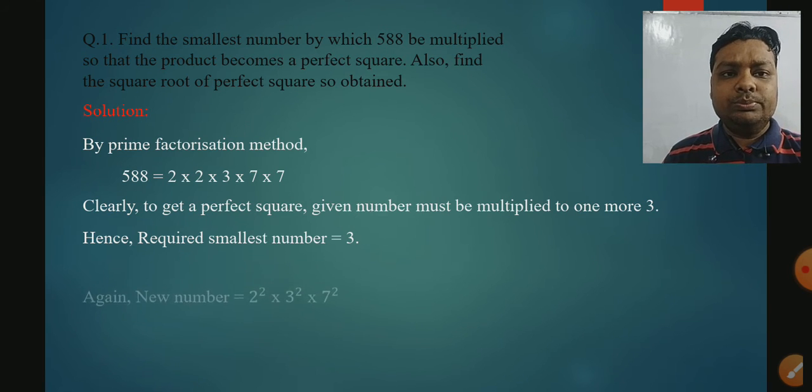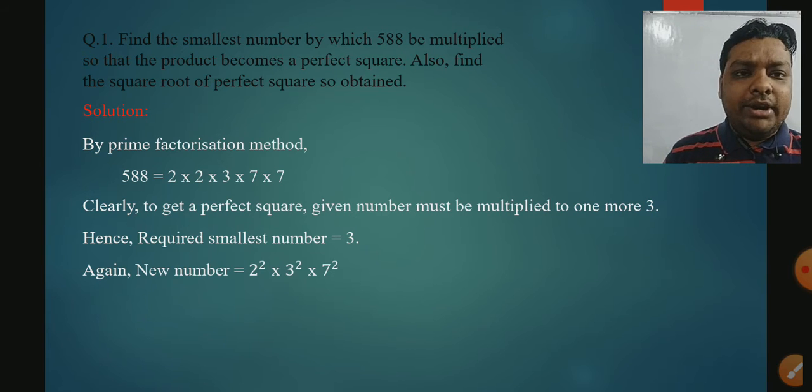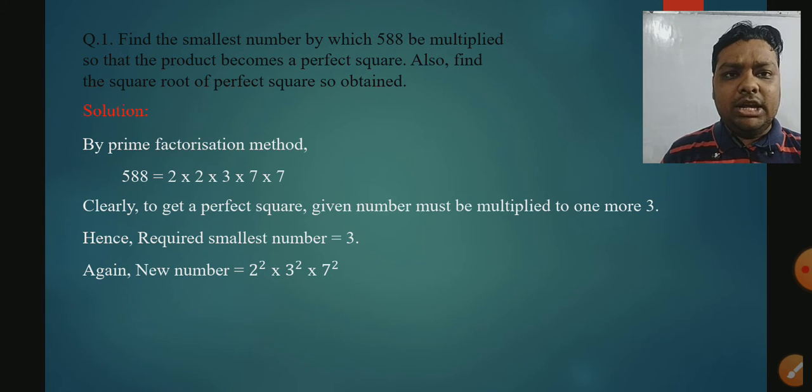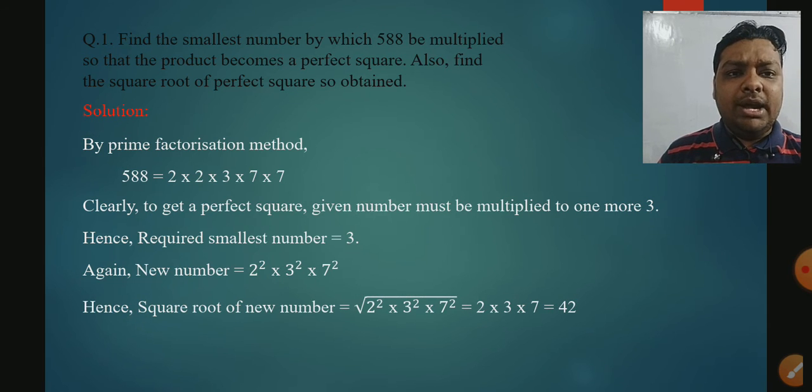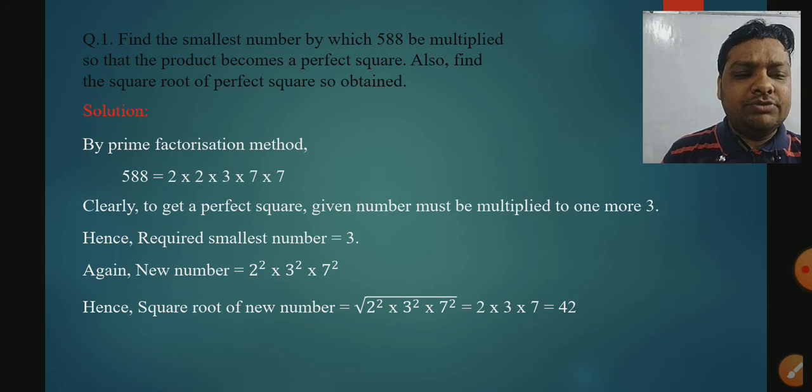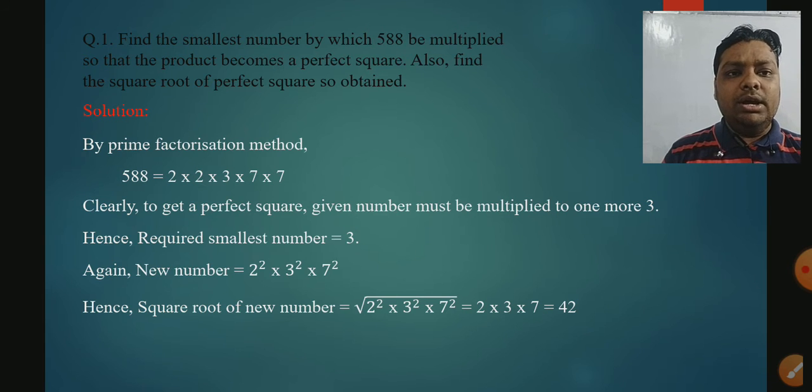Now after getting the 3, we will multiply it with the given number 588. After multiplying the given number by 3 we will get the new number whose prime factorization will be 2 square into 3 square into 7 square. Now we have to find the square root of this new number. The square root of 2 square into 3 square into 7 square will be 2 into 3 into 7, which is 42. So 42 will be the square root of the new number.